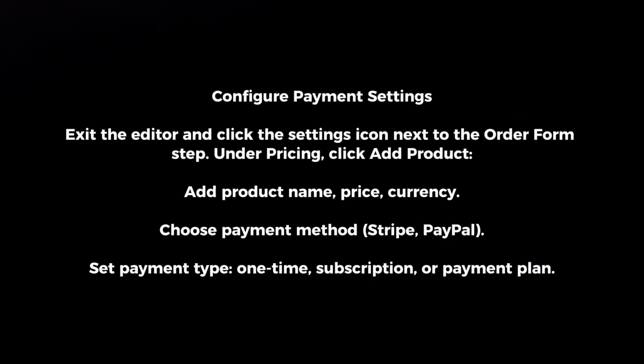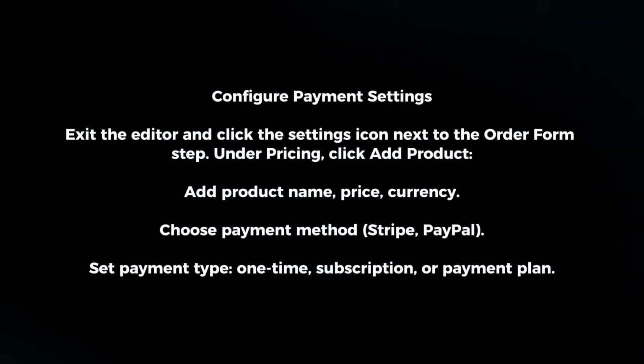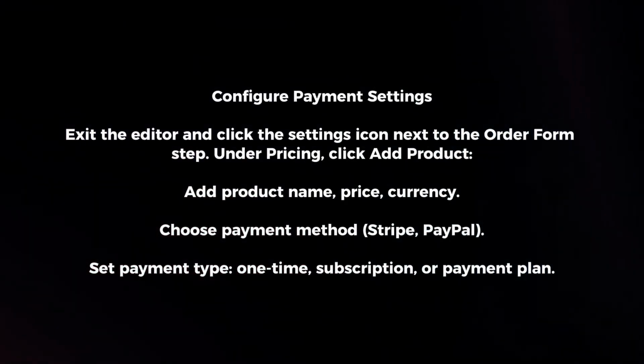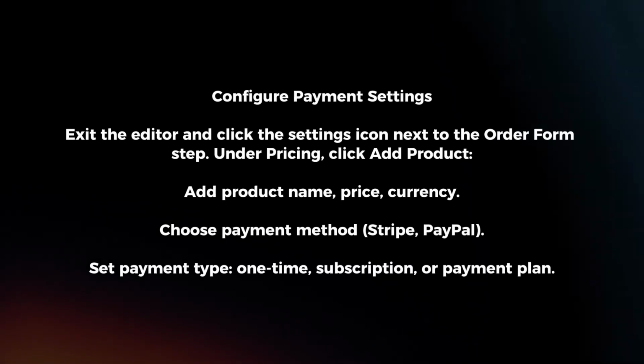Configure payment settings. Exit the editor and click the settings icon next to the order form step. Under pricing, click Add Product. Add product name, price, currency.